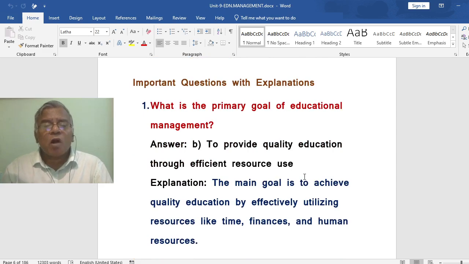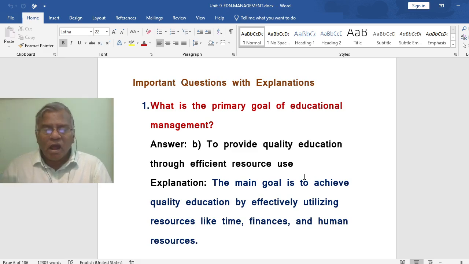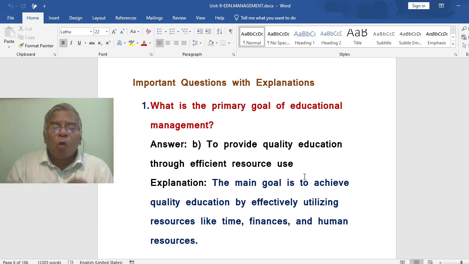Let us ask some important questions and explanations on the definition and meaning of educational management and educational administration. What is the primary goal of educational management? That is to provide quality education through efficient resource use. That is the primary goal of educational management. So, giving quality education through effectively using the resources. That is the idea here.